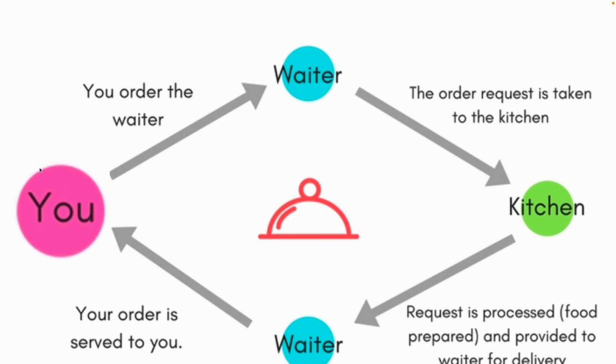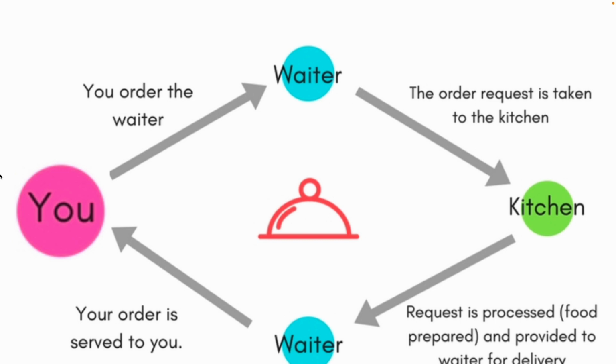So you go to a restaurant and then you look at the menu and then request to the waiter the food that you want. And then the waiter understands your request, goes back to the kitchen, and then the order is processed, and then the waiter responds to you with your order, right? So there is a request and then there is a response.